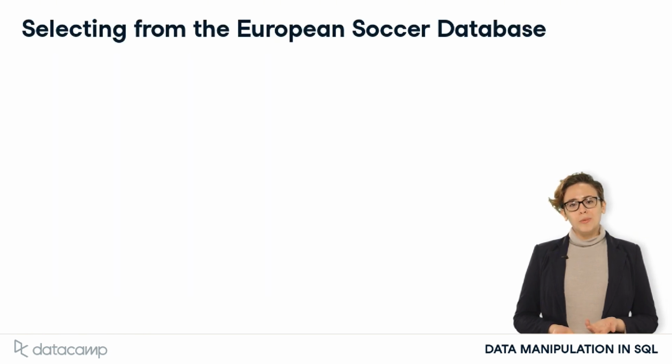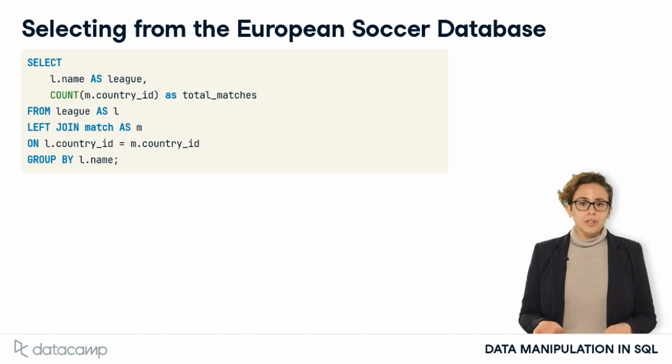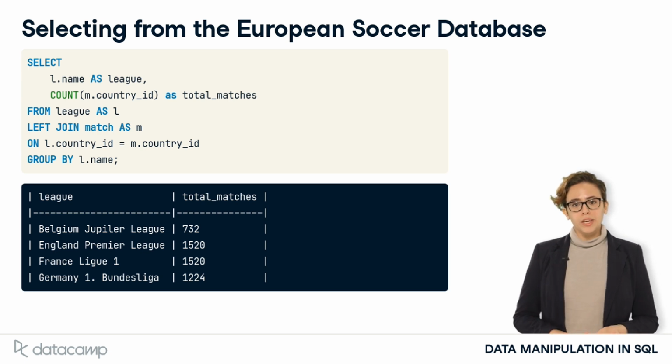For this course, we will be using the European Soccer Database, a relational database that contains data about over 25,000 matches, 300 teams, and 10,000 players in Europe between 2008 and 2016. The data is contained within 4 tables: country, league, team, and match. Selecting from tables in this database is pretty simple. The query you see here gives you the number of matches played in each of the 11 leagues listed in the league table.